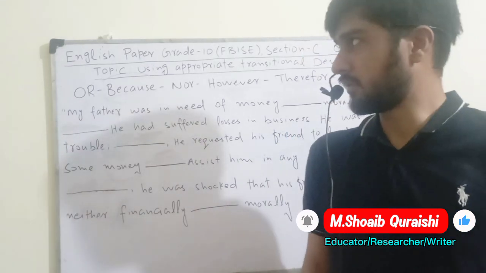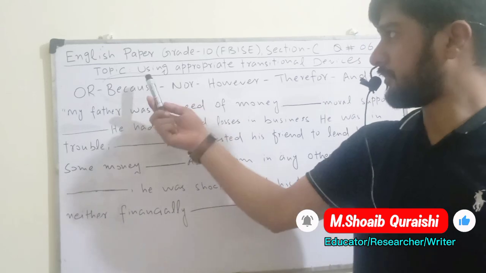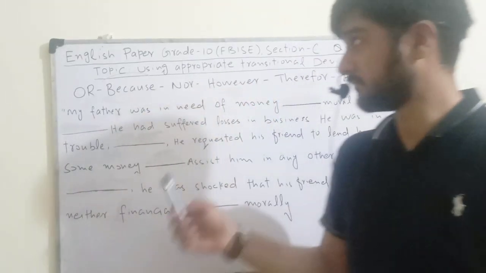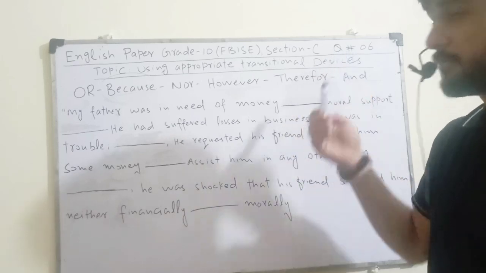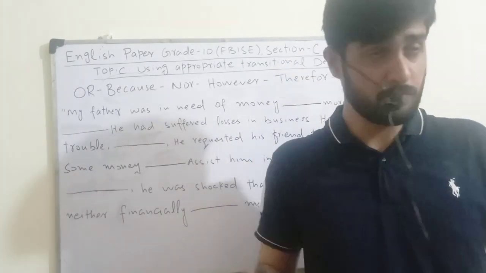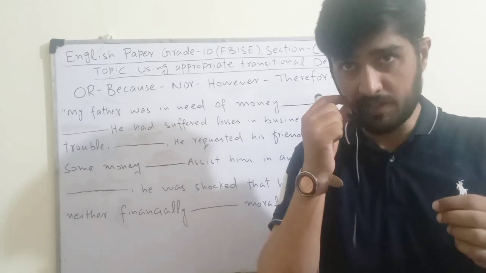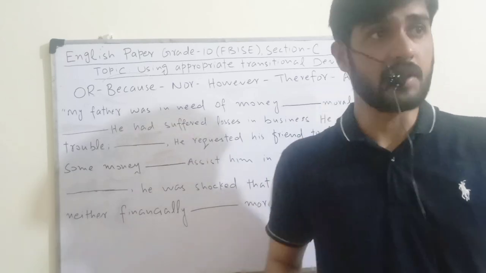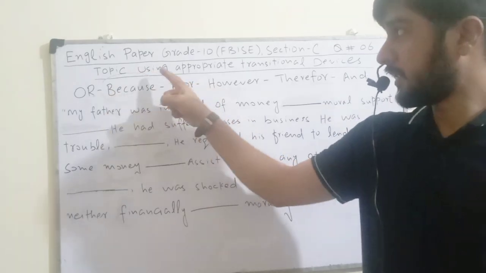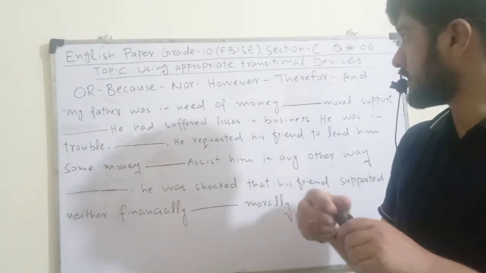Our today's lecture is on the English paper, section C, question number 6, from the board paper of the Federal Board of Intermediate and Secondary Education, grade 10. So our today's topic is using appropriate transitional devices.